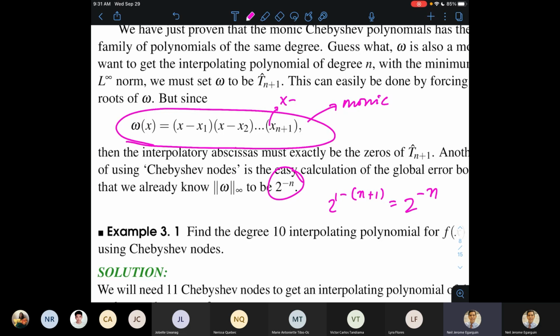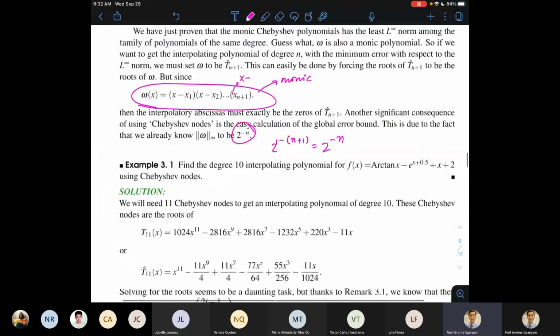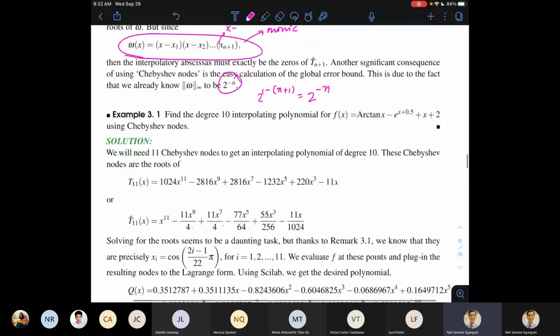So in summary, what we have established here is that in order to minimize the L infinity norm of omega, we must use the roots of the monic Chebyshev polynomial to be the interpolatory abscissas. And that's what I'll try to show next time. I'll show you a MATLAB implementation of examples 3.1, probably 3.2, and so on.